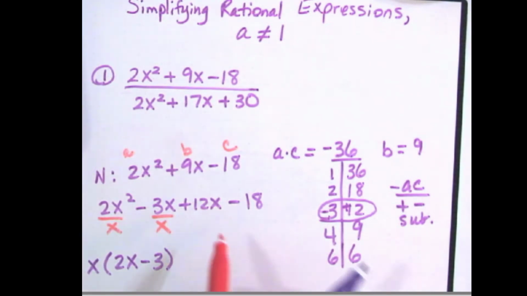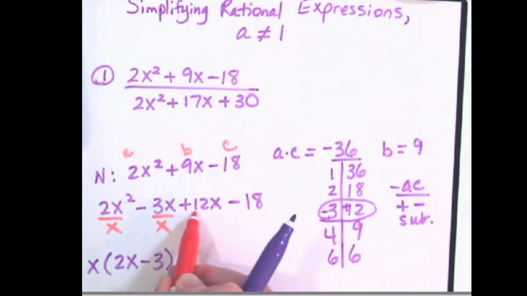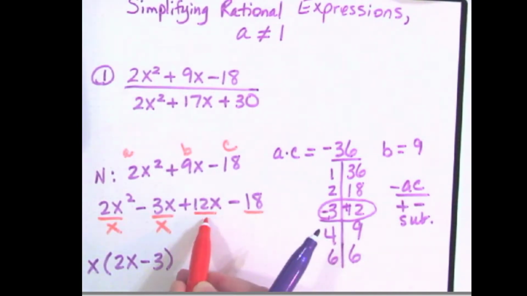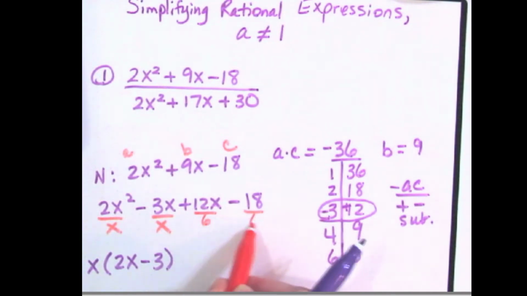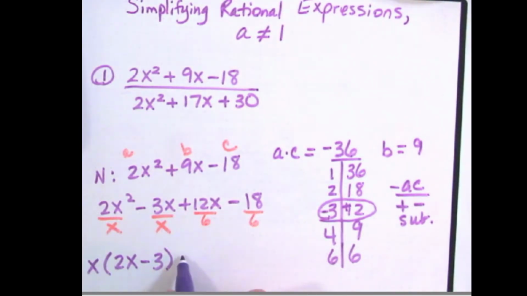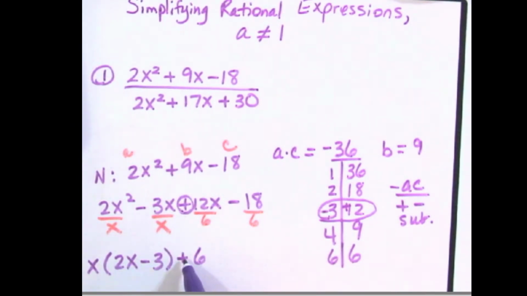Looking at the next 2 terms, just these last 2, I can take out a 6. You do want to take out the greatest common factor. So that will be plus 6. Whatever sign you have here, that's the one you're going to bring down. So 12x divided by 6 is going to be 2x, and negative 18 divided by 6 is negative 3.